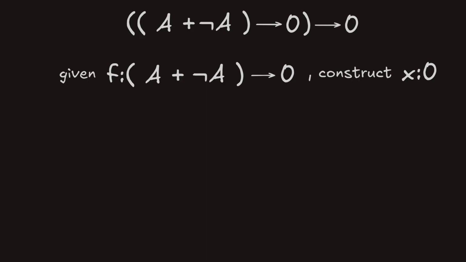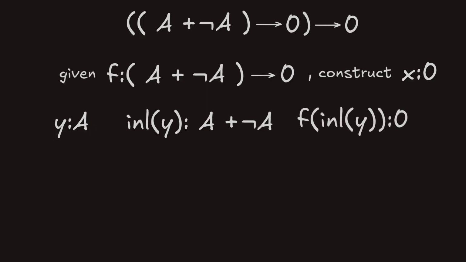Alright then, suppose we were given the function f. How would we construct a term of the empty type? Well, if only we had a term in the type A, we could apply the left injection to that term and then apply f to that term to get a term in the empty type. But we don't have a term in A.